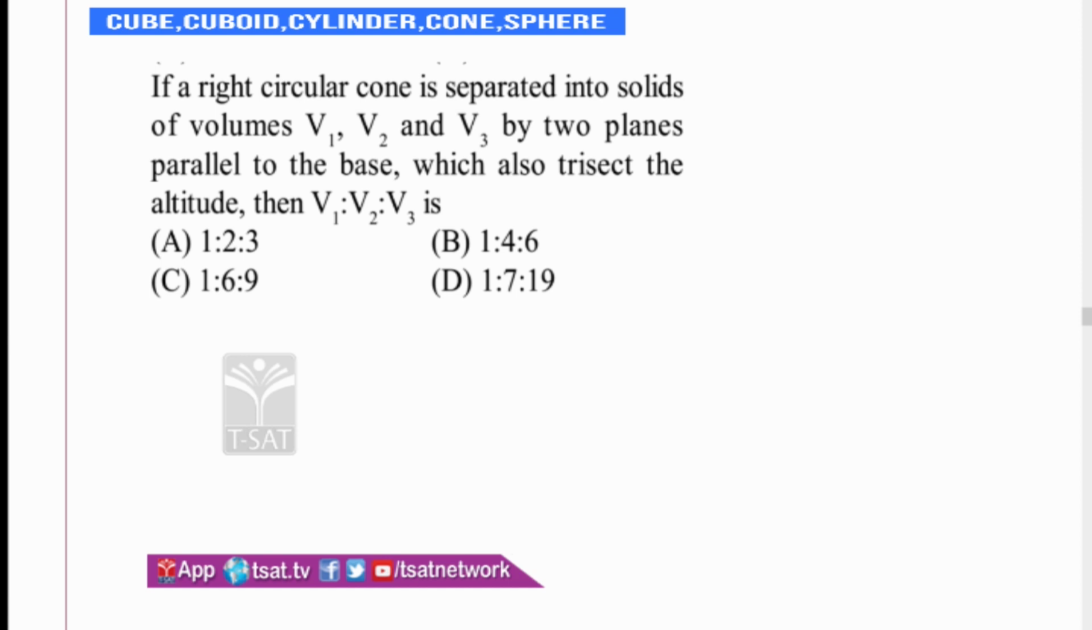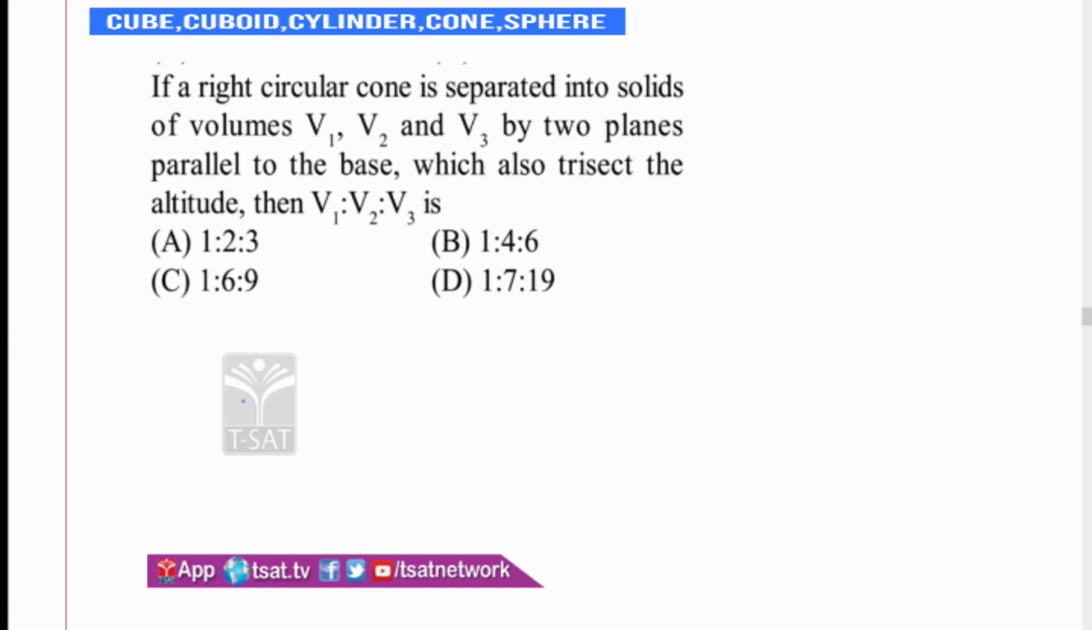Now look at this one. If right circular cone means the height of the cone is perpendicular to the base. Given, the cone is separated into solids of volume V1, V2, V3 by 2 planes parallel to the base, which also trisects the altitude. Then V1 is to V2 is to V3. I told you yesterday, this is by using the similarity of triangles, when I was actually explaining the properties of a cone.